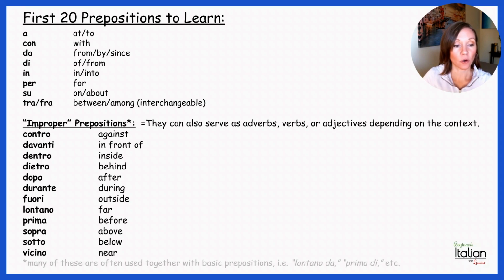Okay, so many of these are often used together with basic prepositions. For example, lontano da, which is far from, or prima di, so before something. As you can see, lontano is from this list and da is from that list. Prima, which is right here, and di up here. So a lot of times they do just combine them into little phrases like that. Okay, excellent. And there you have it. We're done with prepositions.